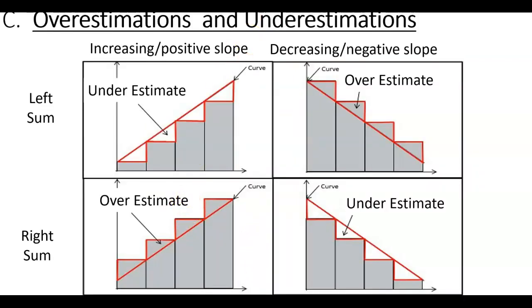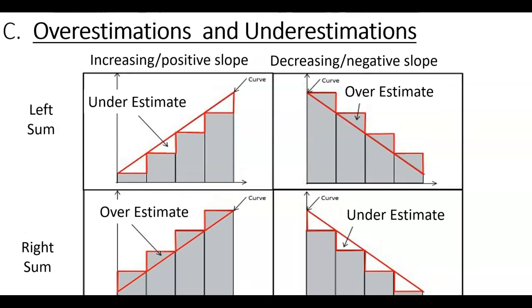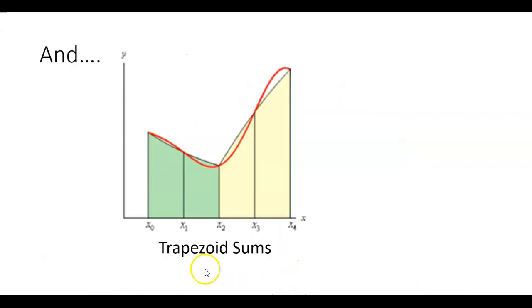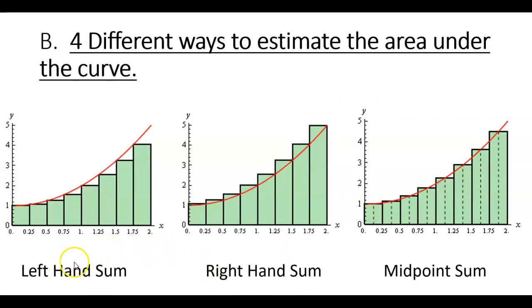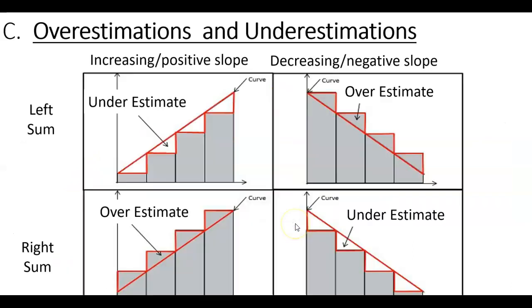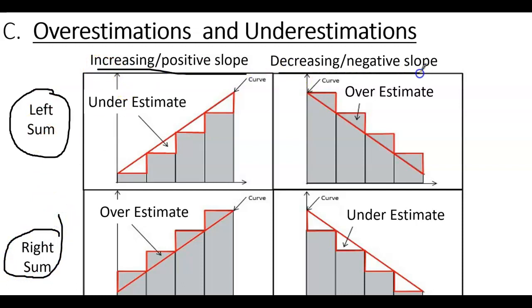Now, as I mentioned, when it comes to right-handed sums and left-handed sums, they could be either overestimates or underestimates. On the slide I showed you earlier, I don't want you to get the wrong impression, to think, oh, anytime it's a left-handed sum, it's going to be under, and anytime it's right, it's over. That's not true. It's actually an interaction of two separate factors. It depends on whether you're doing a left-handed sum or a right-handed sum, but it also depends on whether the function is increasing or decreasing.